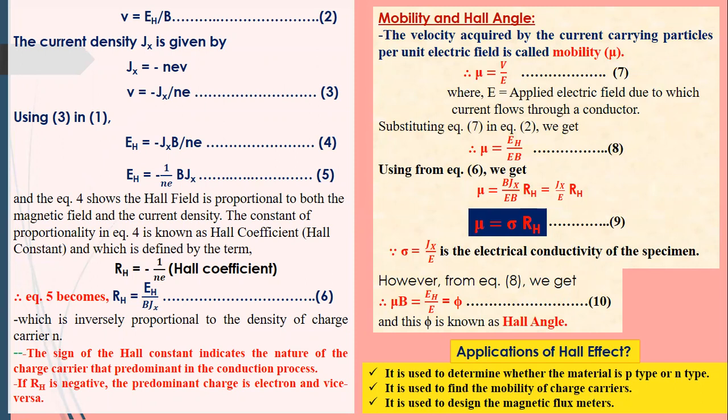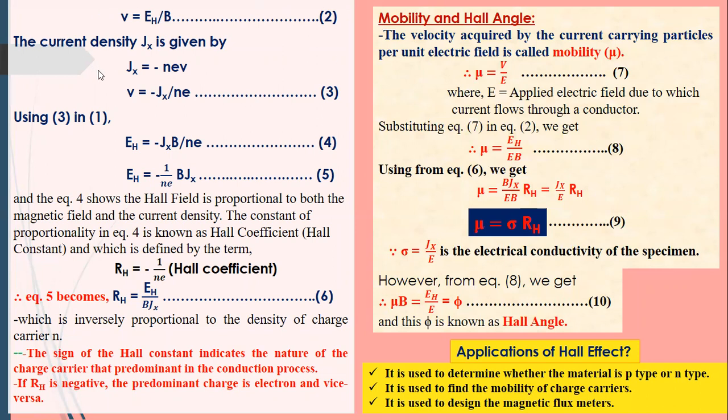After some rearrangement of equation number 1, we can calculate V, that is the voltage difference or potential difference between the electric current and magnetic field path. So V is equal to EH upon B. Let us say this is equation number 2.